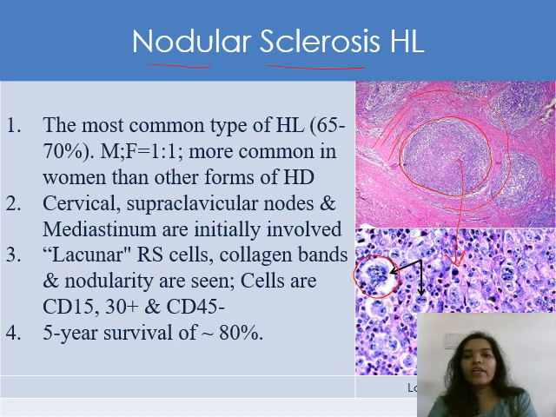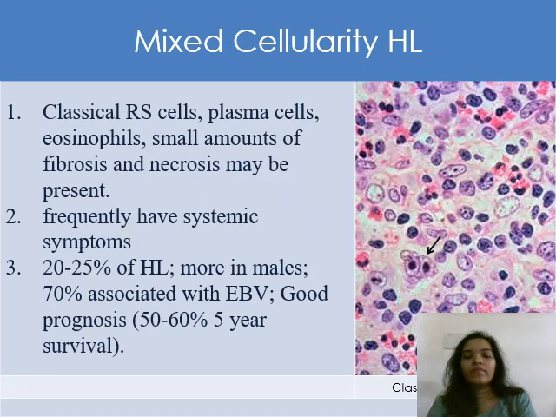These lacunar type RS cells are positive for CD15 and CD30. The 5-year survival rate, compared to other types of classical, is a little better, with 80% survival. Mixed cellularity Hodgkin's lymphoma.